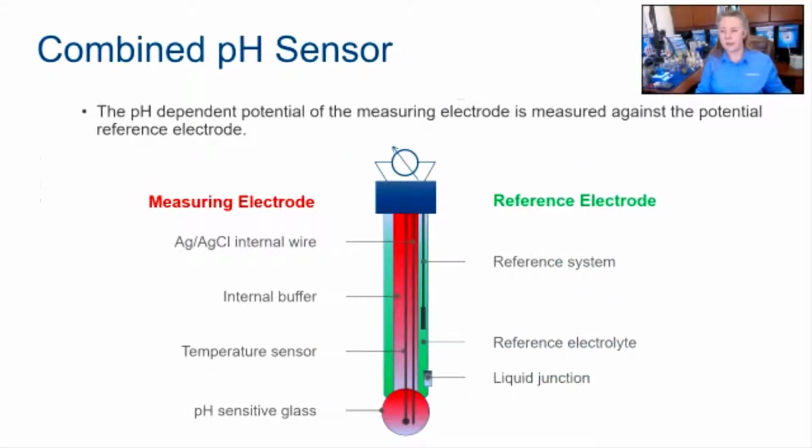We're used to seeing this as a combined pH sensor. So you don't use two, you use a single one. And I've color-coded this so you can see pretty easily where the reference is versus the measuring electrode.